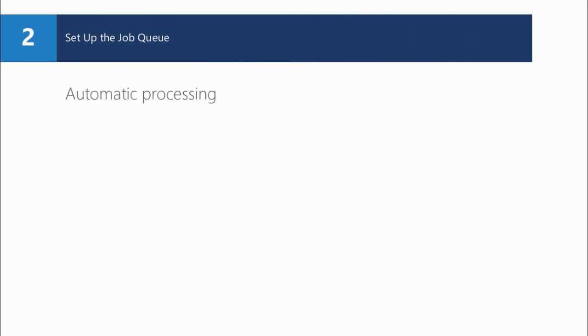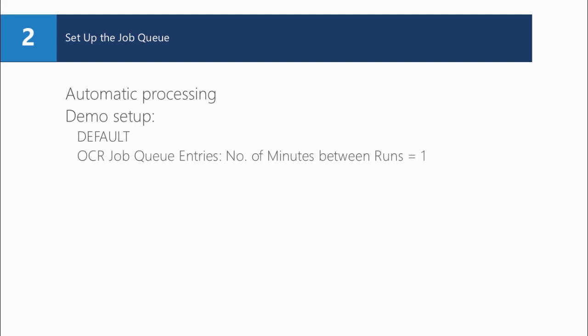In the second step, I will set up the job queue. Now, the job queue will take care of the automatic processing of the workflow, such as, for example, sending the incoming document to the OCR service. Now, this is the demo setup that I will use. I will use the default job queue, and on the OCR job queue entries, I will set the number of minutes between runs to 1. And of course, I will also start the job queue.